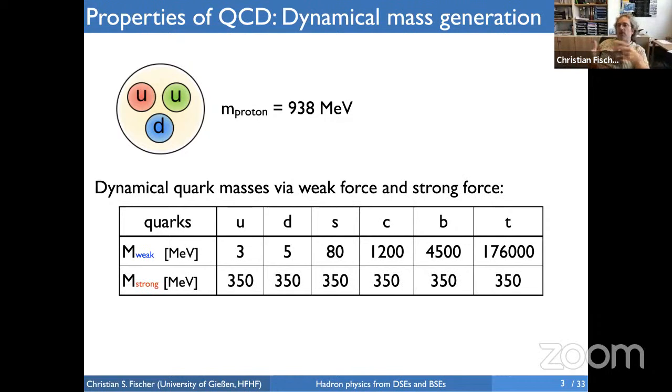However, if you look at the strong force, this is completely different. First of all, there is no distinction between the different flavors. So QCD treats all flavors equally. And QCD provides a substantial amount of mass to all these quarks of about 350 MeV. Of course, for the heavy guys, you hardly notice this additional mass, right? So the bottom and the top quark are certainly dominated by their electroweak part. But for the light quarks, of course, this is the major contribution.